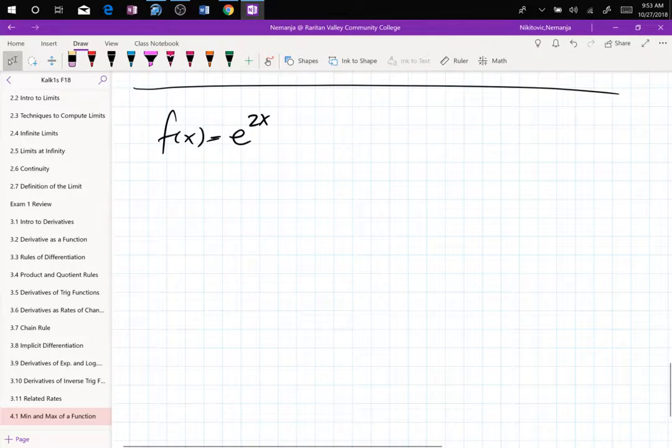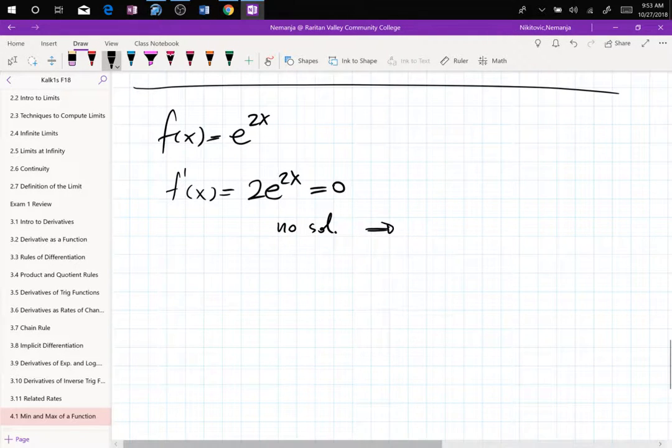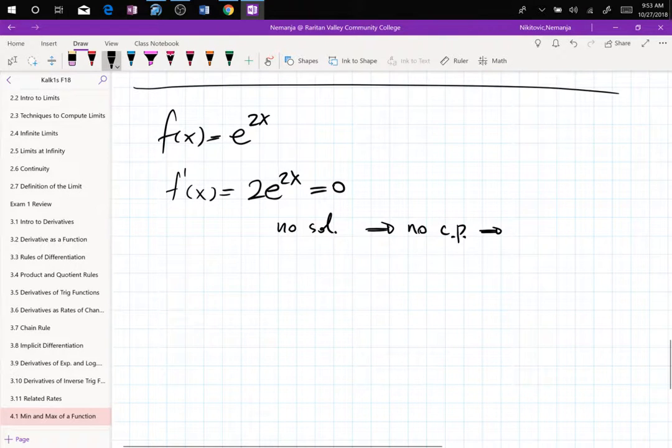So let's take a look. What is the derivative of e to the 2x? 2e to the 2x. We set that equal to 0, and there's no solution. So, no solution, no critical points, no min or max, and we move along.